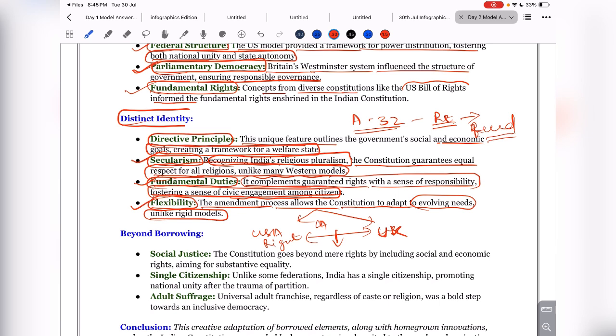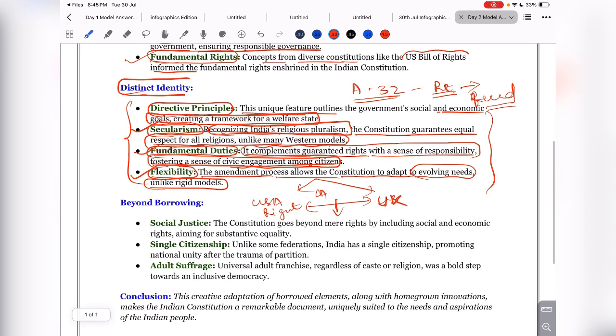So these are some of the distinct points that are unique to India. These are distinct points that we have taken from some part of the world and modified according to our needs. Next is what goes beyond borrowing. That means we have taken something unique that is nowhere mentioned in other constitutions.